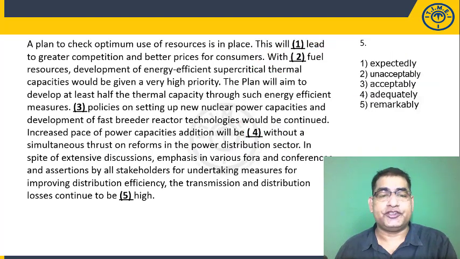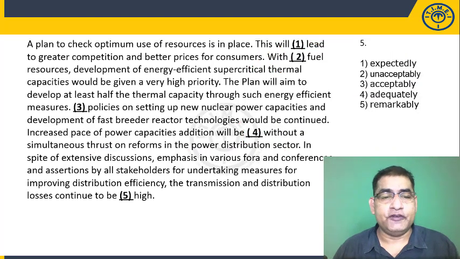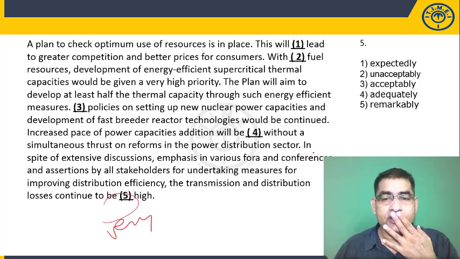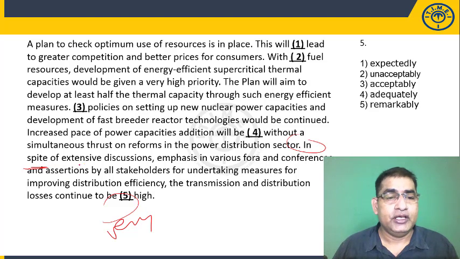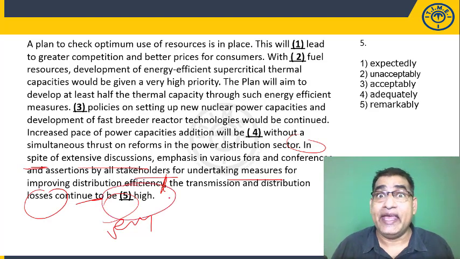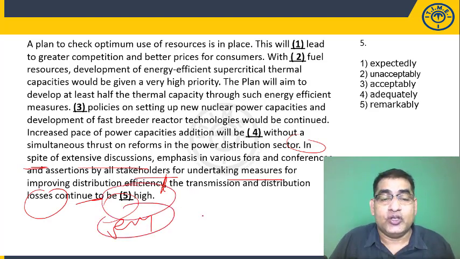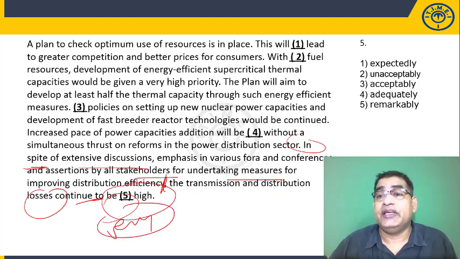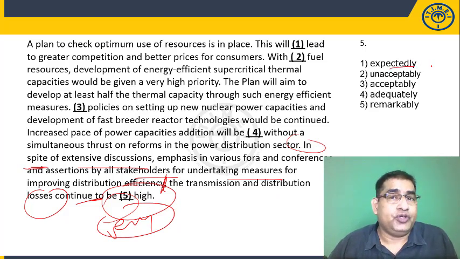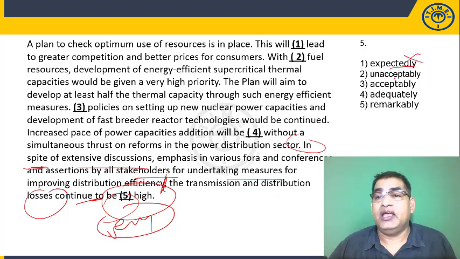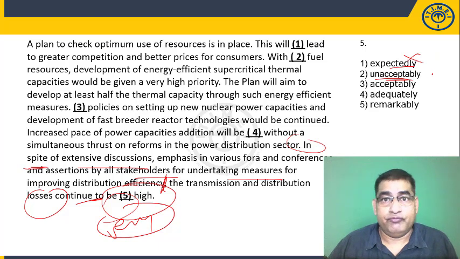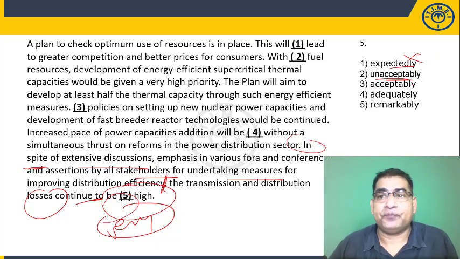We move to the fifth. And what was the clue for the fifth blank? Very high. If I remember right, very high. The author said, in spite of positive, positive, positive, the transmission of distribution losses continue to be very high, negative. Okay, very high. So let's look for very related words. Expectedly is like positive. You are expecting it to be very high. Wrong. Unacceptably, yes. Okay, unacceptably high means very high. It's like saying too high.